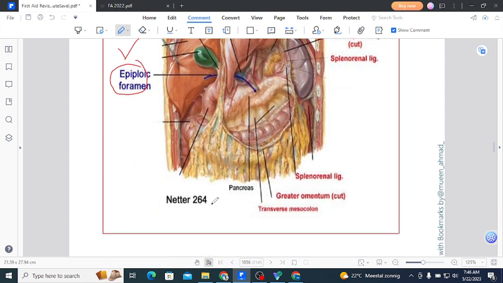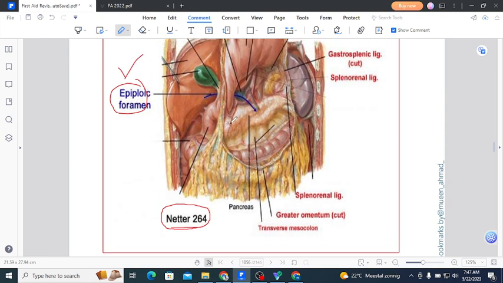This is from Netter, page number 264. It is the 264th slide of the Netter atlas. Then we have the pancreas, the anterior portion of the pancreas like that. Then the transverse mesocolon is present. This is the transverse mesocolon, which supplies blood to the transverse colon. Then we have the greater omentum, the apron-like structure, present below that.